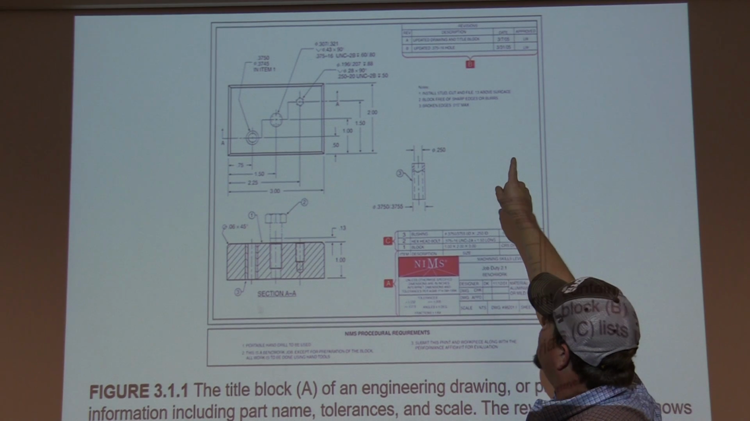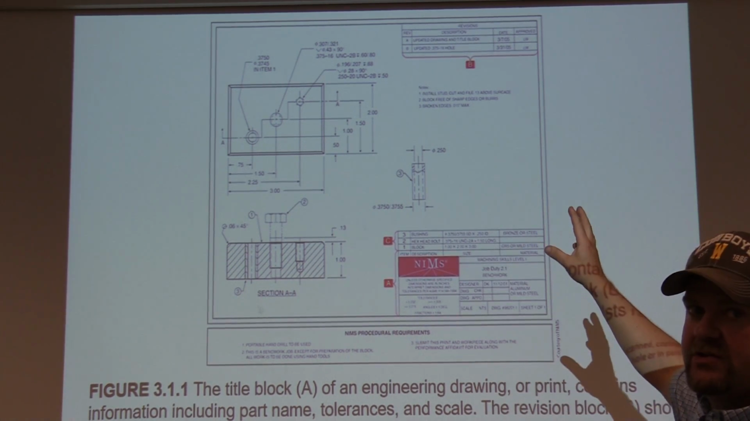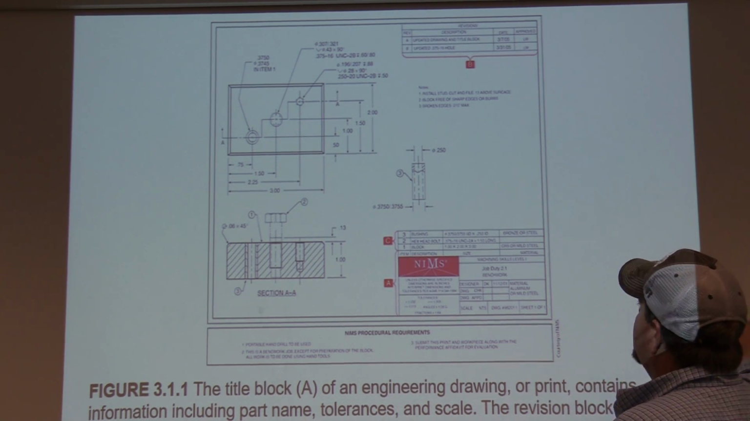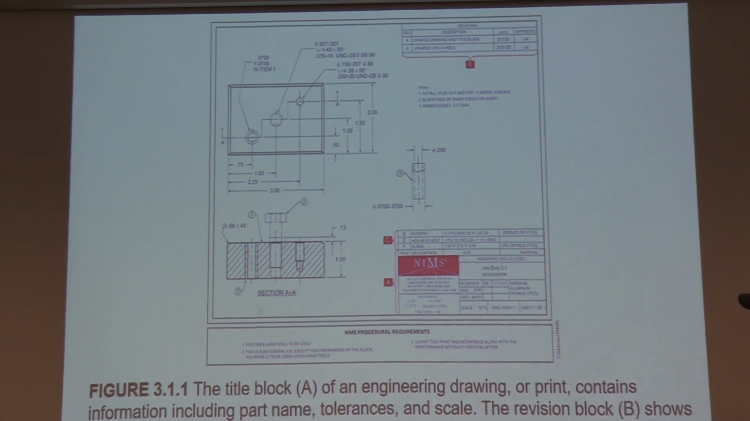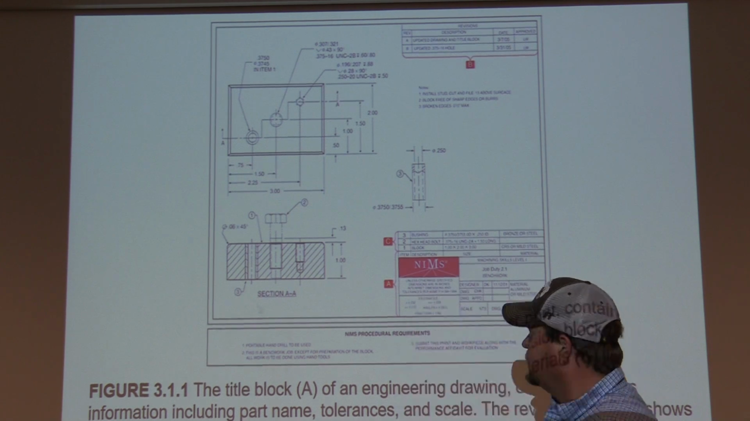B is the revision block up top. Okay, sometimes you'll see certain things, you'll see a tolerance block up top. It doesn't always have to be up top. It can be down here as well. And then down here, looking through this, the bill of materials is the C, this top section right here. Okay.